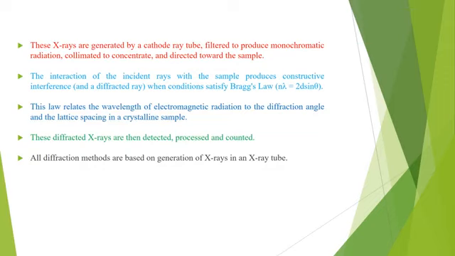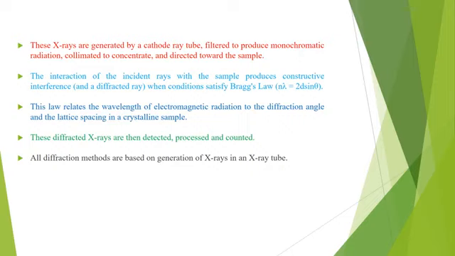The interaction of the incident rays with the sample produces constructive interference and diffracted rays. When conditions satisfy Bragg's law, that is n lambda equals 2d sine theta, this law relates the wavelength of electromagnetic radiation to the diffraction angle at which they are scattered after striking the single crystal, and the lattice spacing in the crystalline sample.